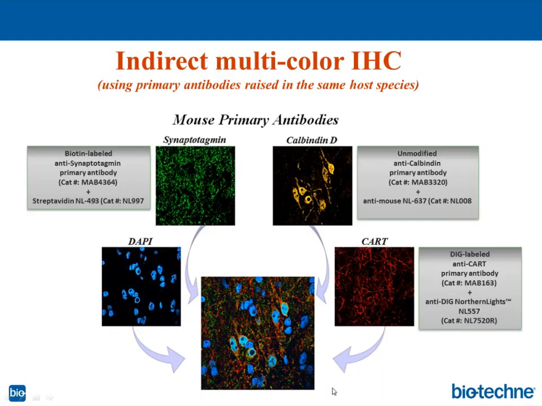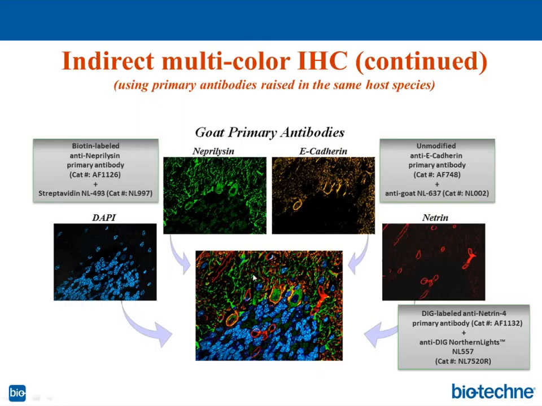So this technique works not only with mouse primary antibodies. We tested it, and it works nicely with goat primary antibodies. Here we're showing staining of rat brain cerebellum. You can see these large neurons, the Purkinje cells. Again, we first incubate tissue sections with unconjugated primary antibodies against E-cadherin, followed by anti-goat secondary antibodies conjugated to this fluorophore.